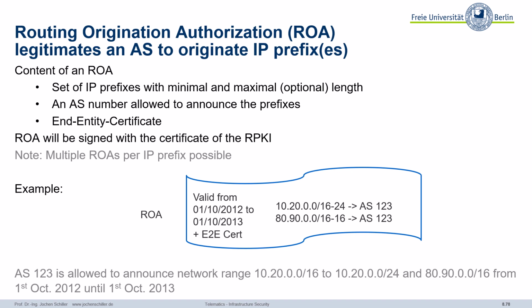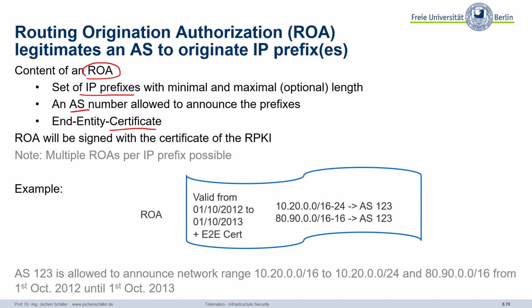What we here have is the so-called Routing Origination Authorization, ROA. So that means that, okay, a certain AS is really allowed to announce, hey, I'm the owner of a certain prefix. So what does this ROA contain? The prefixes and the AS that is allowed to announce the prefixes, and the certificate. And this ROA is then signed with the certificate of the RPKI.